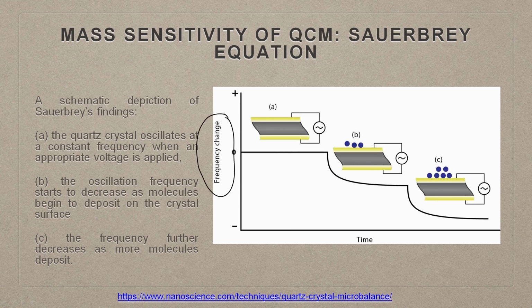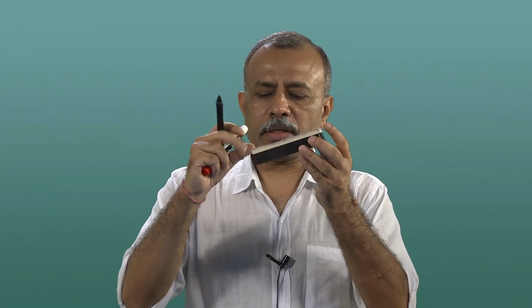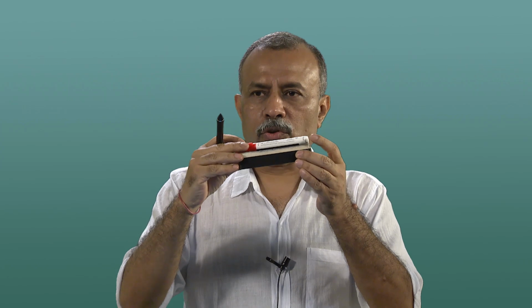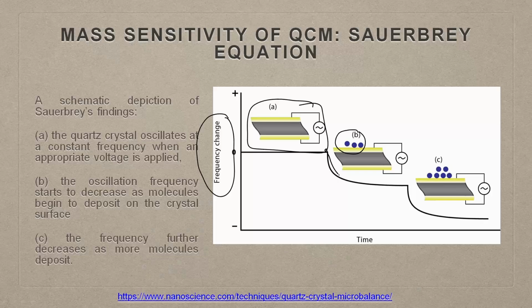On the y axis, you have the frequency change, and this is the basic crystal sitting out there. Now, you have some molecules which are added. The very moment the molecules are added, as I said, if this is moving at a certain frequency, once you add this, the frequency is going to come down. As you could see, it has come down.